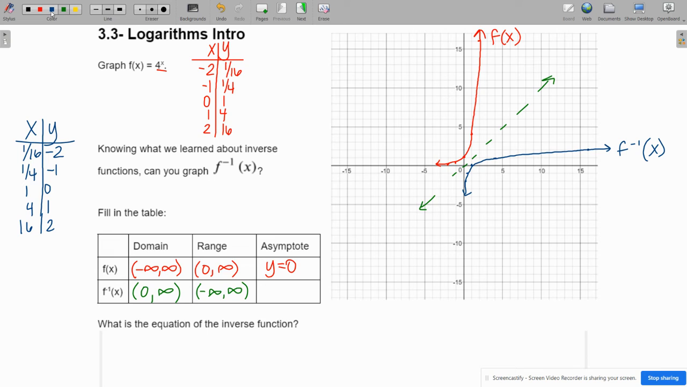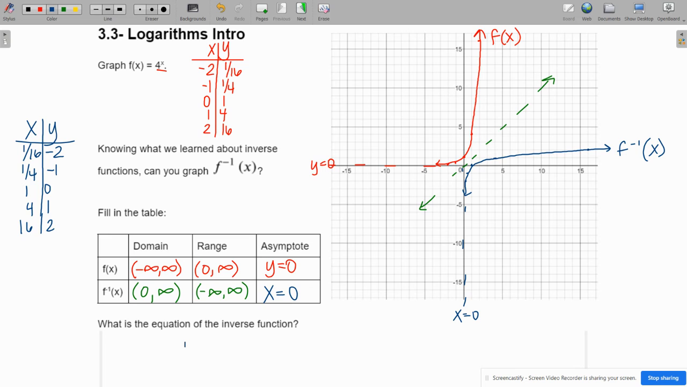Again, the original had a horizontal asymptote here, at y equals 0. That was our asymptote. So if we're flip-flopping x's and y's, that means now we have an asymptote for our inverse function that is x equals 0, right? We're flip-flopping x and y. So now x equals 0 means that we have a vertical asymptote here at x equals 0 for our inverse function. So what is the equation?